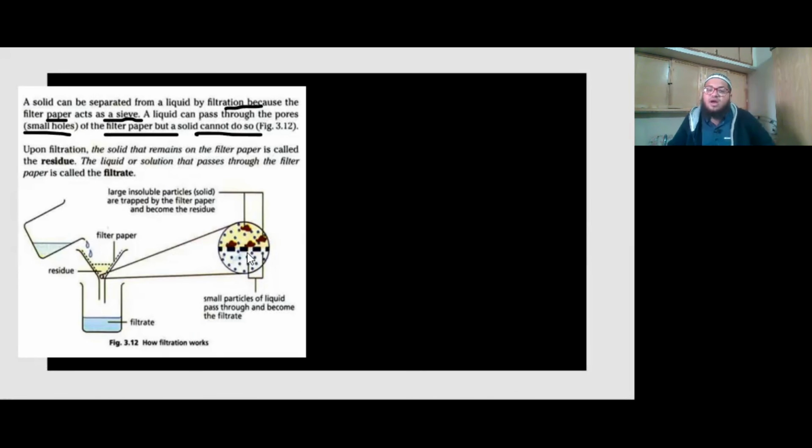Okay, the solid won't pass, the solid would be left behind, but the liquid would pass out, as shown over here. Upon filtration, the solid that remains on the filter paper is the residue, and the liquid that passes is called a filtrate. Okay, and we've talked about both of them. A solid left is residue and the liquid passed is filtrate. Large insoluble particles are trapped by the filter paper and become the residue, and small particles of the liquid pass and become the filtrate. This is the filtrate, this is the residue, and that's the funnel, and that's the paper, and this is the beaker. And this actually sums up everything about filtration.